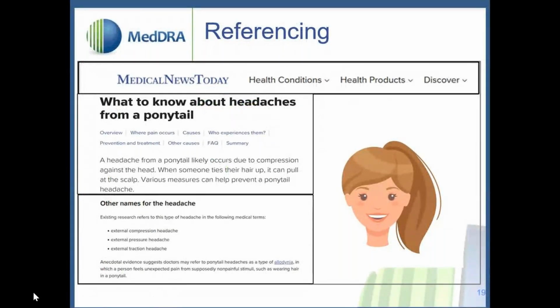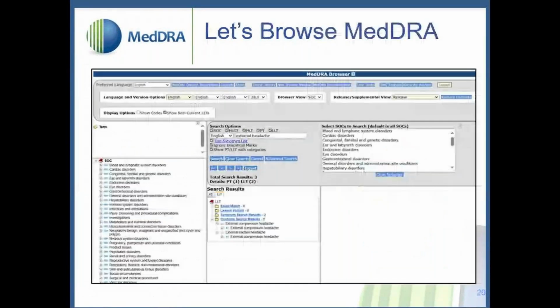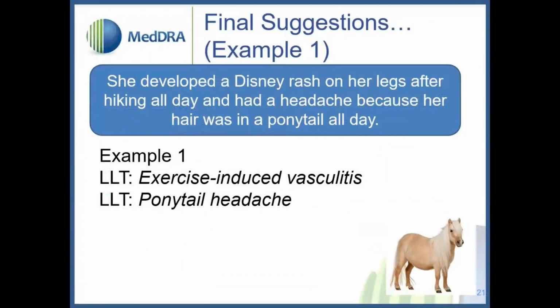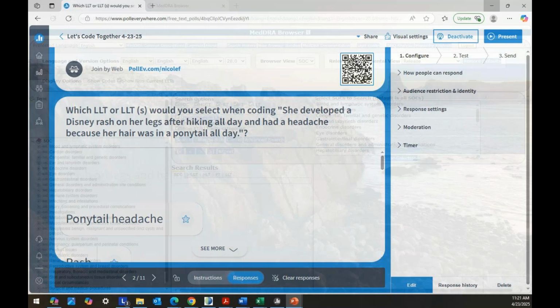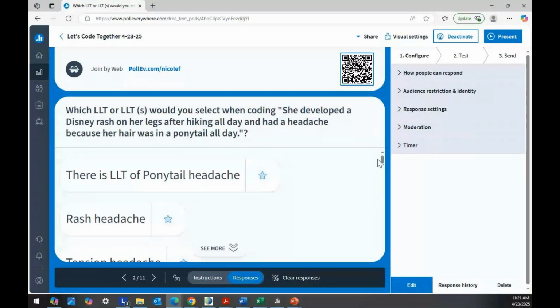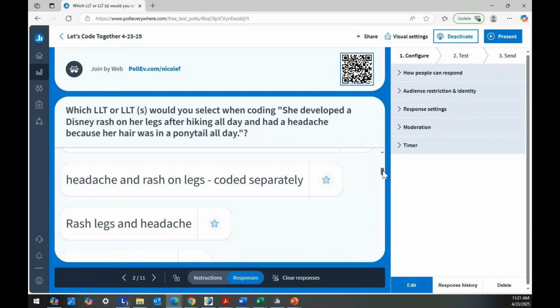If I go to the next slide on this. Okay, so we found the external headache. My final suggestions for this, and someone did get this right in the poll: my first choice would be exercise-induced vasculitis for the Disney rash, and my exact match for the headache, because her hair was in a ponytail, is ponytail headache. So these are my two final choices, and some person did get that right. Excellent. Kudos to whoever got that right.